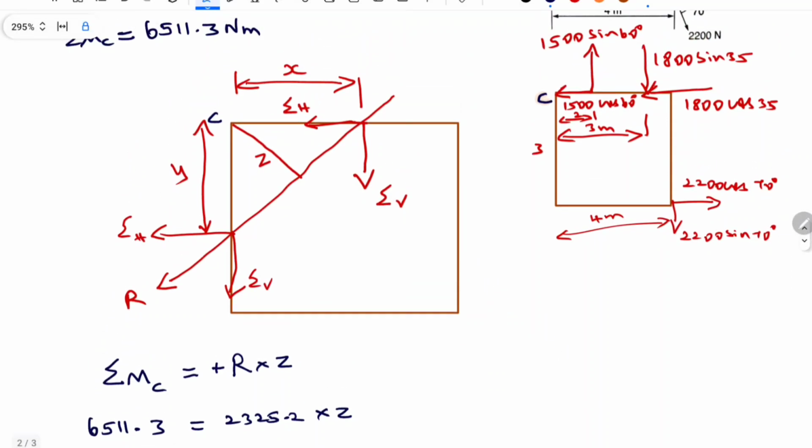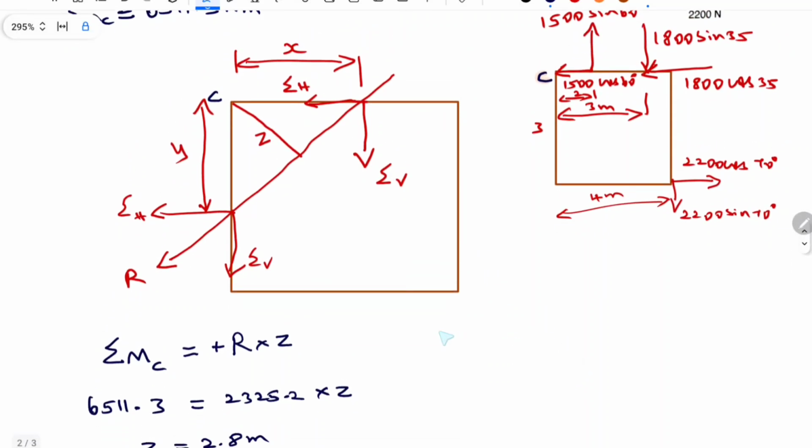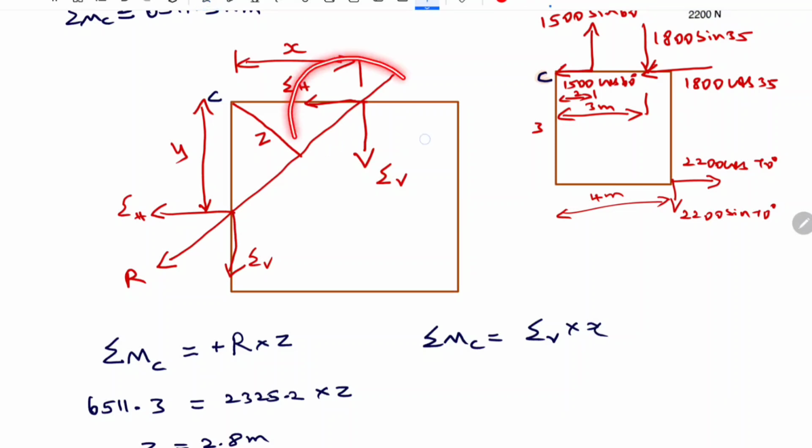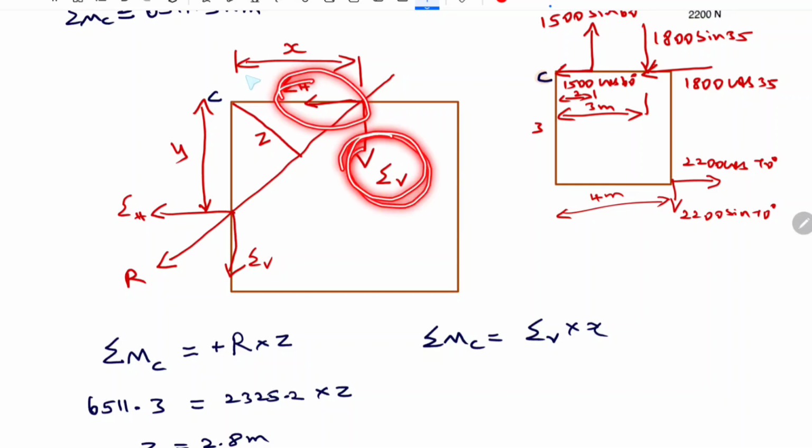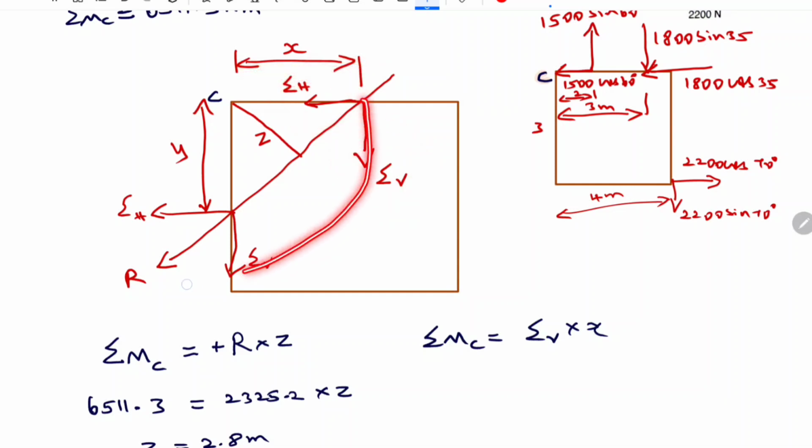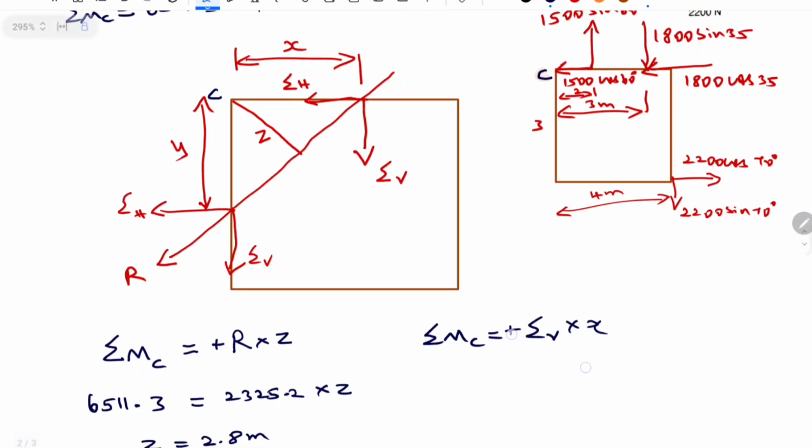Now to find the X value, let us again write the Varignon's theorem. Summation of MC is equal to sigma V into X, because if you consider this force system, only the sigma V will be there. Because for sigma H, there is no horizontal distance. So sigma V into the perpendicular distance X. And this sigma V is also acting in the clockwise direction, so the direction is positive.